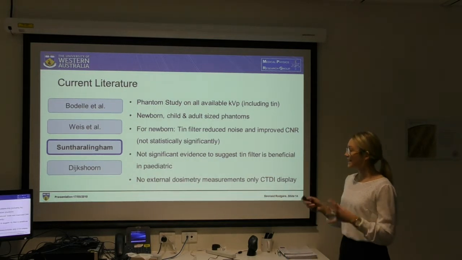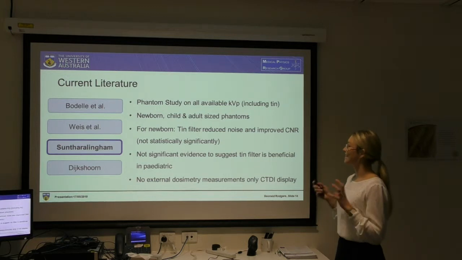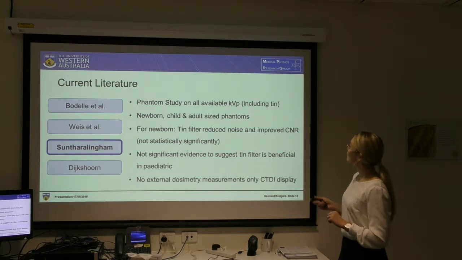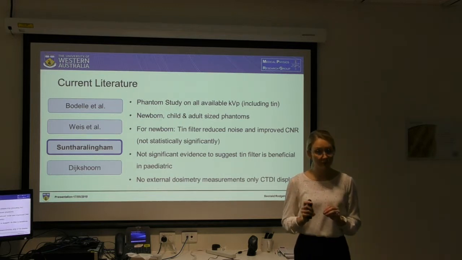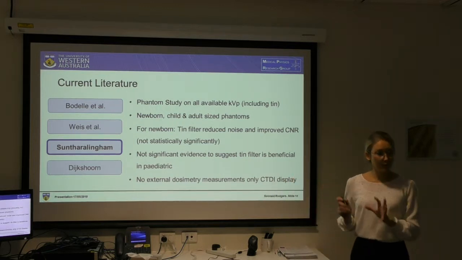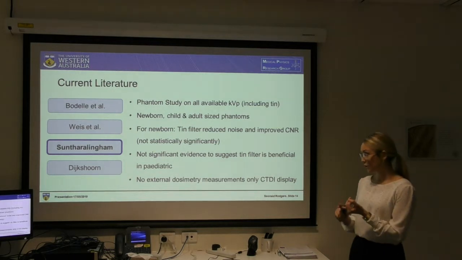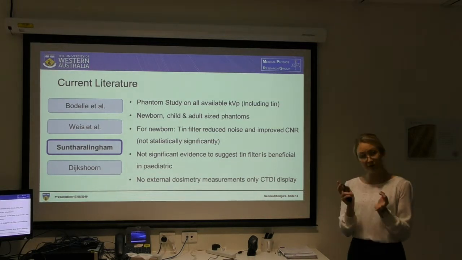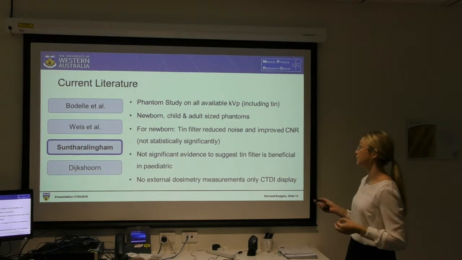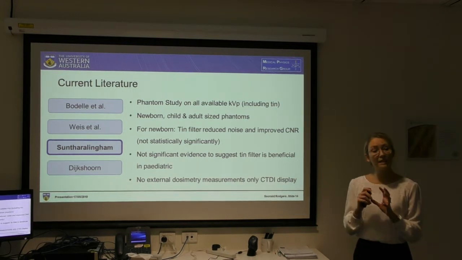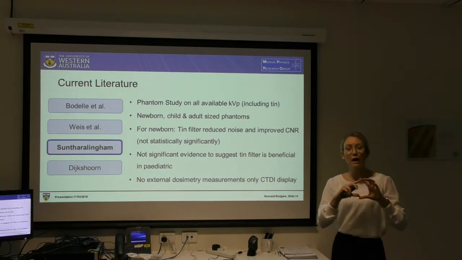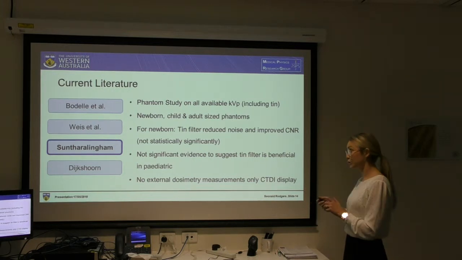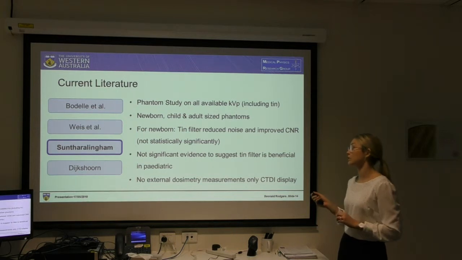Now, a phantom study by Santharalingam et al. tested all available kVp values, including the ones with tin filtration, on 3 various sized phantoms: a newborn, a 5-year-old child, and an adult phantom. They found, in particular for the newborn, that the tin filter reduced the noise. So for a similar CTDI, they reduced the noise and improved the contrast to noise ratio.